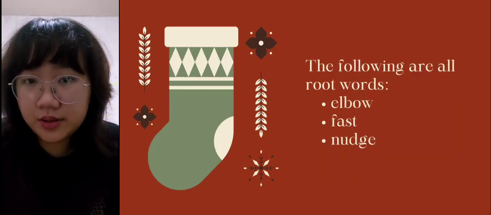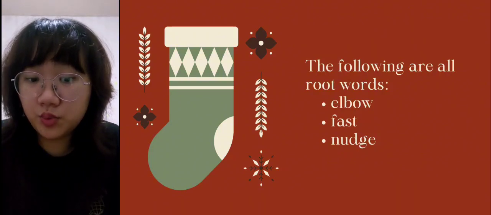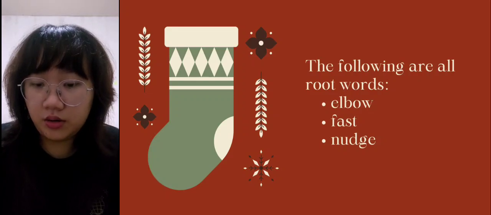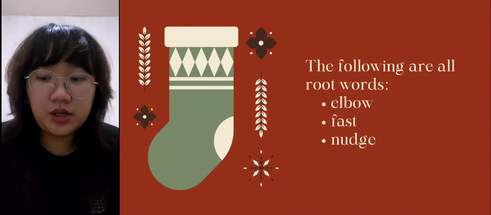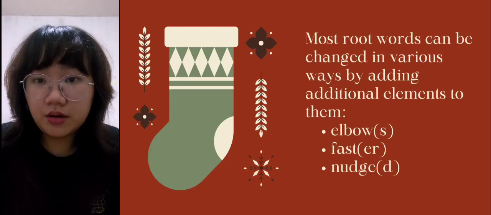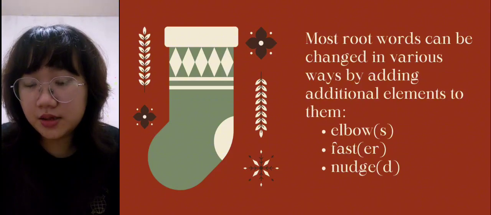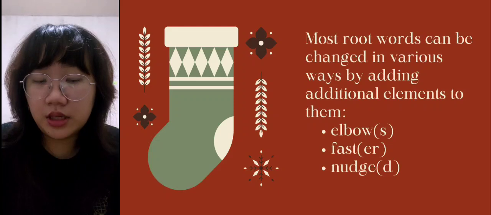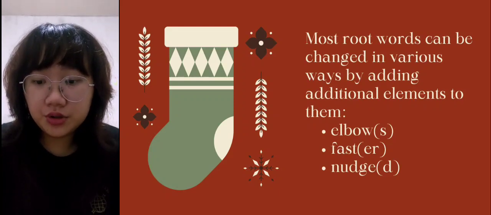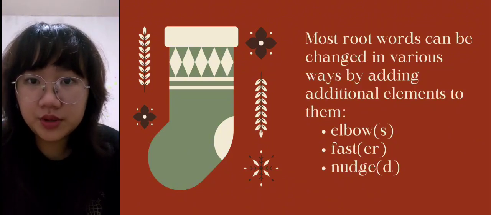Root words are words or parts of words that can actually stand alone. The following are all root words. You can see in the picture: elbow, fast, and nudge. Most root words can be changed in various ways by adding additional elements to them. As you can see, elbow becomes elbows, the plural form of elbow. Fast becomes faster, a comparative form of fast. You can use this in a comparative sentence. And then nudge, if you place D on the end of the word, it becomes the past tense.